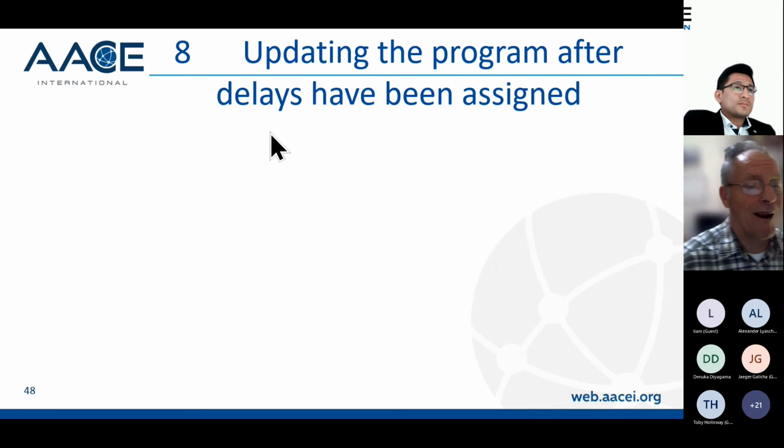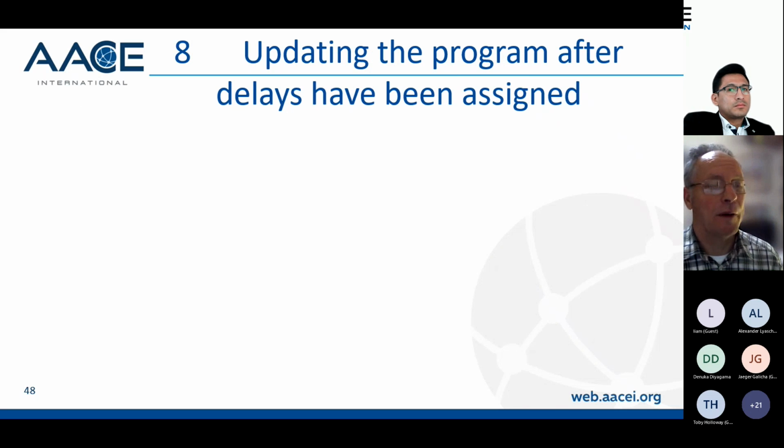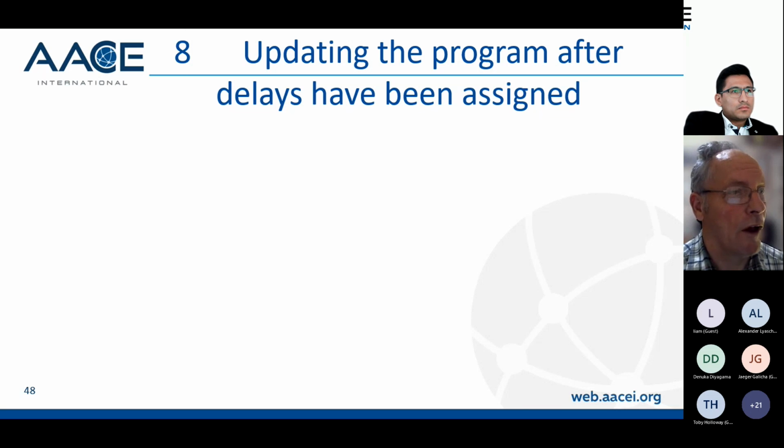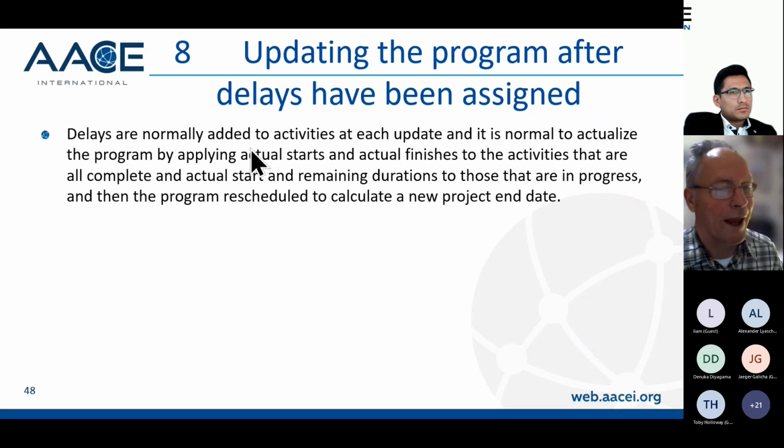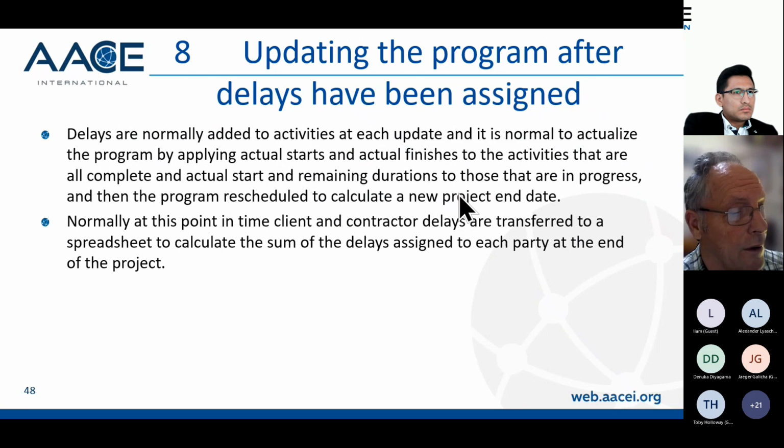So, updating a program after delays have been assigned. Typically, if you're doing a window analysis you would take the end of last period's program, you would add the delays, you would ascertain the client delays, the contractor delays, and then update the program. So delays are normally added to activities at each update, and it's normal to actualize the program by applying actual starts and actual finishes to activities being complete, and actual start and remaining durations to those that are in progress, and then the program rescheduled to calculate the new end date.